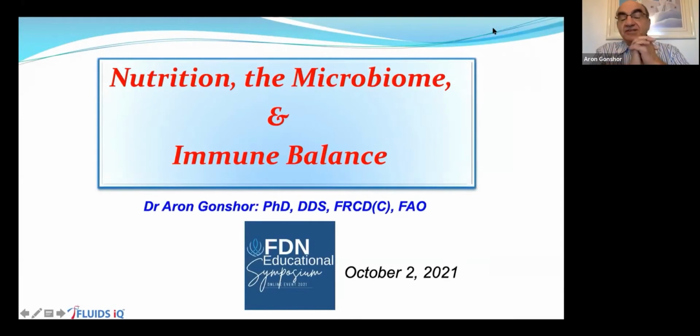What we're going to be discussing today is nutrition, the microbiome, and immune balance. And if you think about it, there is a nexus. These vectors are coming together in a way that is giving us an understanding of how they affect each other. And I think that is extremely important in being able to really understand where we are going.